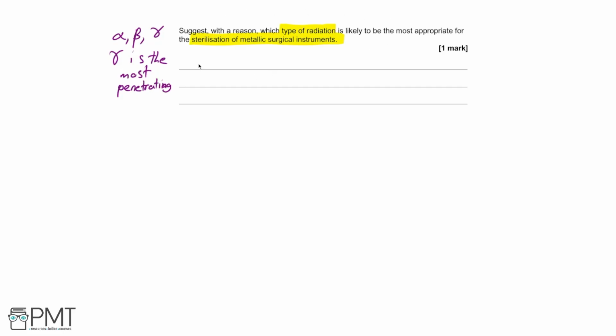Therefore, our answer is gamma, because it is the most penetrating. Note that the mark for this question was for the reason, as well as the choice of gamma, not just the choice of gamma.